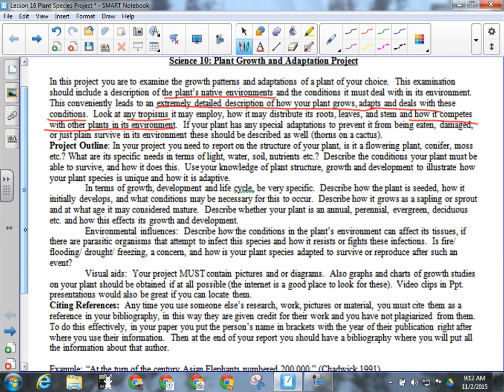So in your project, you need to report on the structure of your plant. Is it a flowering plant? Is it a conifer? What does conifer mean? Yes, usually needles, makes cones. The reproductive organs of flowering plants are flowers and fruit. The reproductive organs of conifers are cones. They're actually male and female cones on a tree.